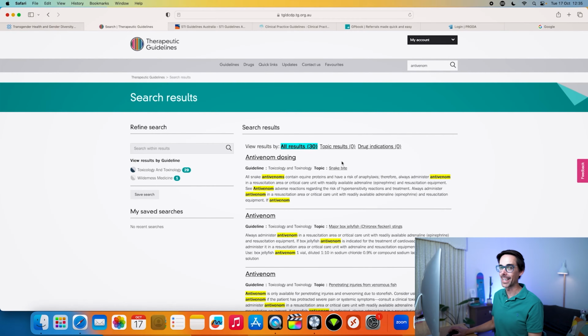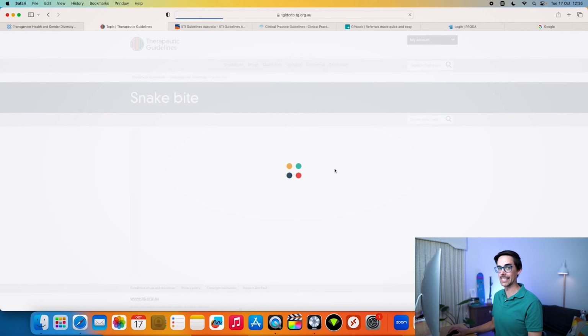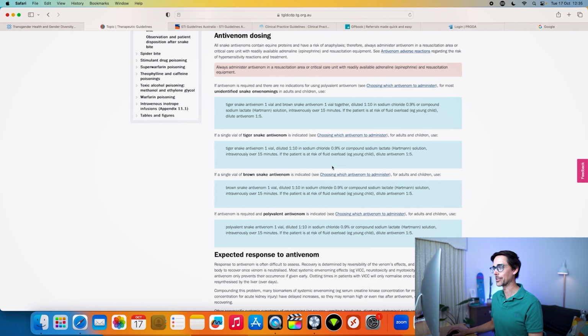And obviously there are some guidelines for this. There are 30 chapters here. First one is about snake bites. Now, depending on where you're working, this may be something that you have to familiarize yourself with. There are a lot of different snakes in Australia.